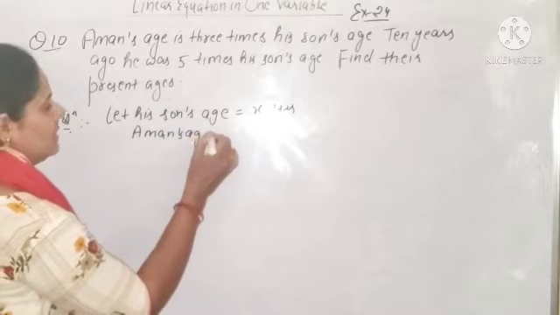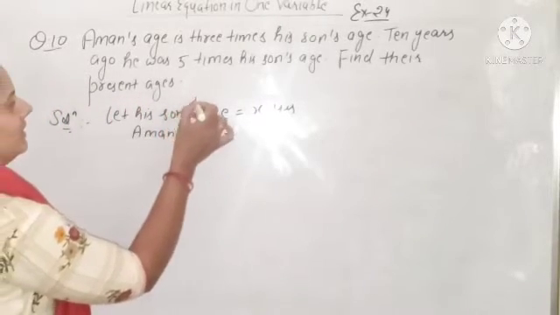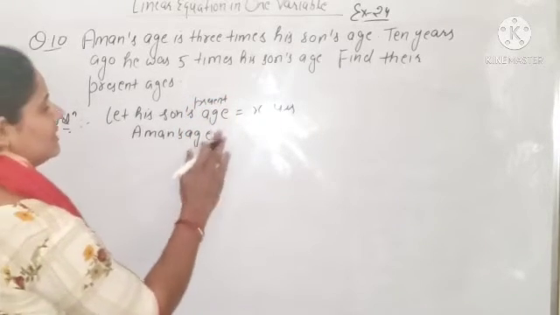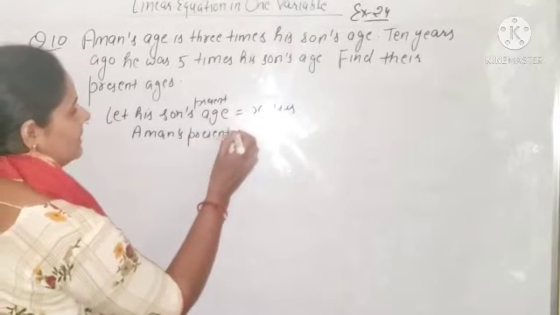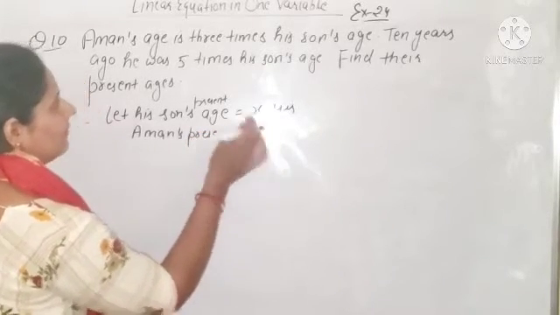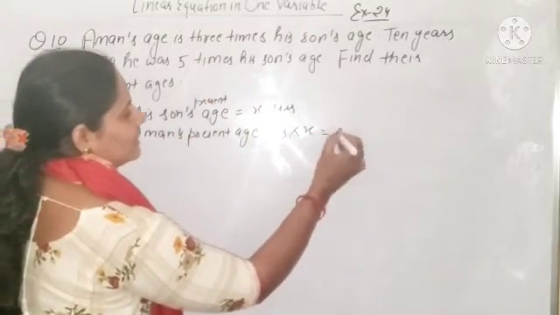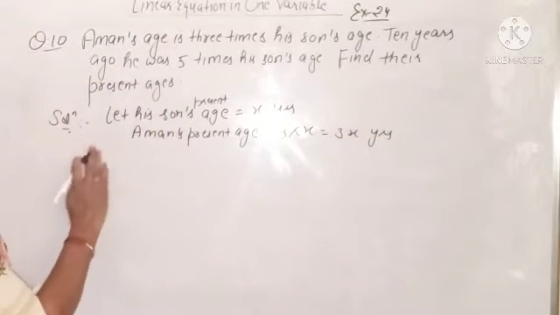Aman's present age. Okay, you will write to find out the present age. So let his son's present age be x years and Aman's present age will be equal to 3 times his son. So 3 times his son means 3 multiply x. So you can say 3x years. Clear?